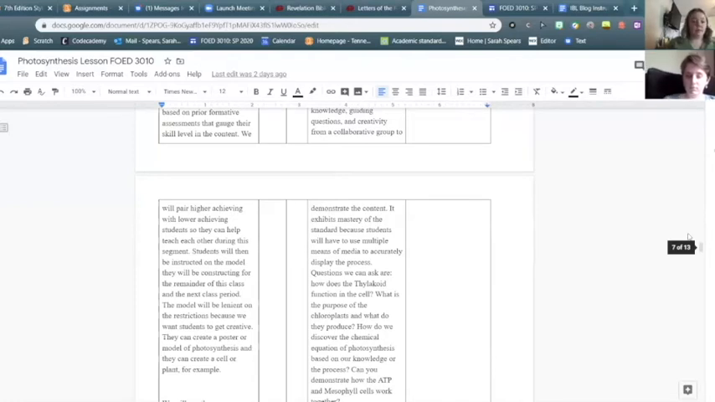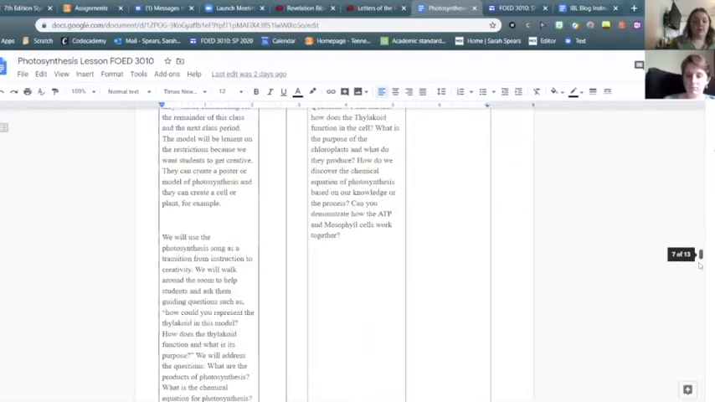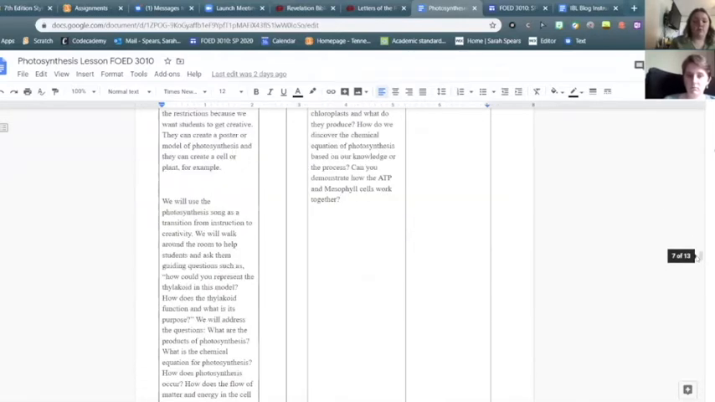So putting them into groups is not just so that they can get it done faster, it's to improve their learning and help them build their teamwork for their future, because they aren't going to be working by themselves in the future either.